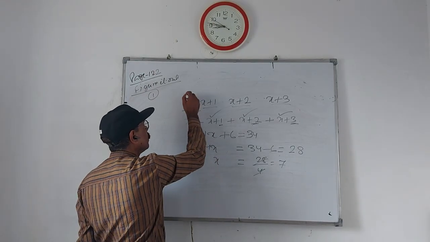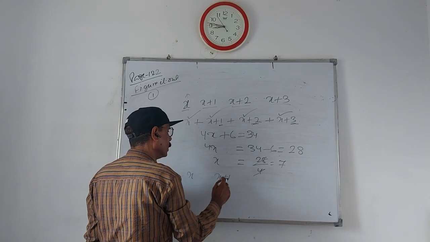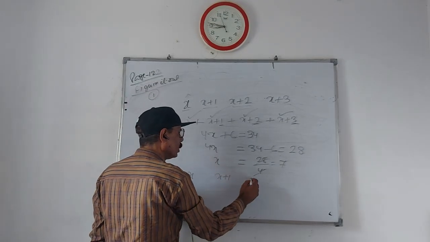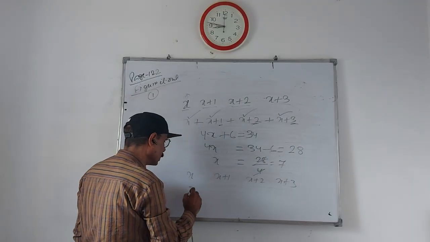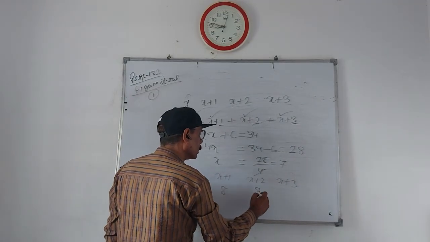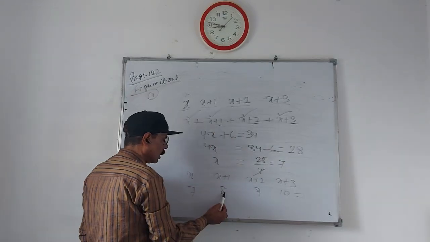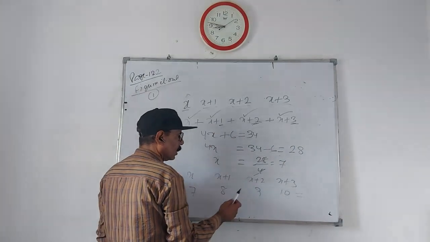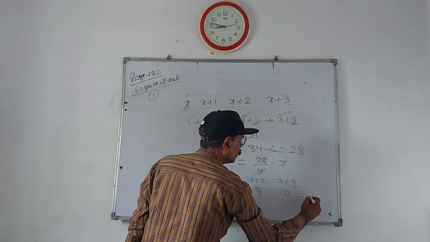So first number will be what? 7. x plus 1, that means continuous number. No need to write like this: x plus 2 and x plus 3. This is 7, 8, 9, 10. And this should be 34. See? 15 plus 19 is 34.